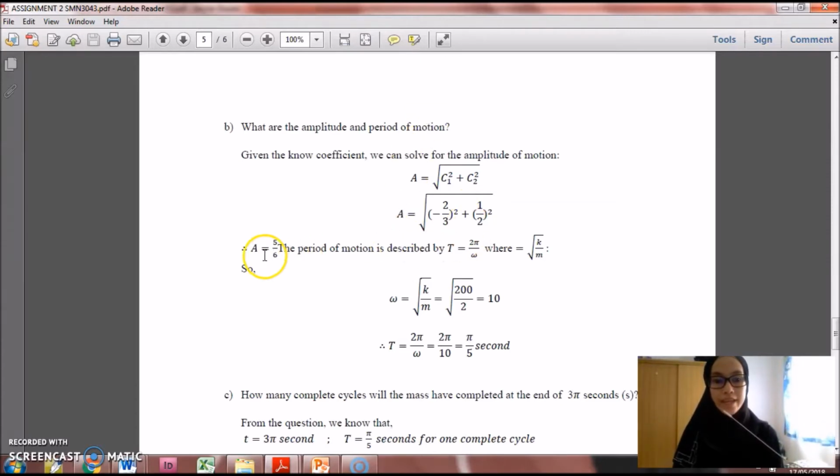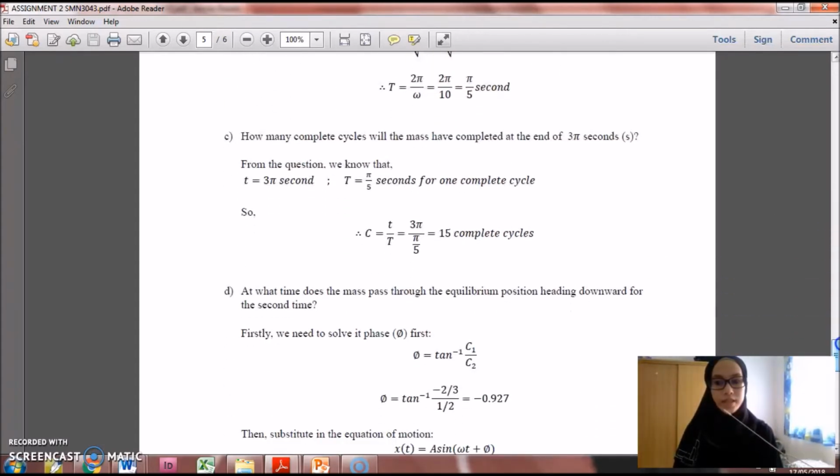So we got A is equal to 5 over 6. The period of motion is described by T equal to 2 pi over omega, where omega is equal to square root of K over M. So omega is equal to 10 and the period is equal to pi over 5 seconds.